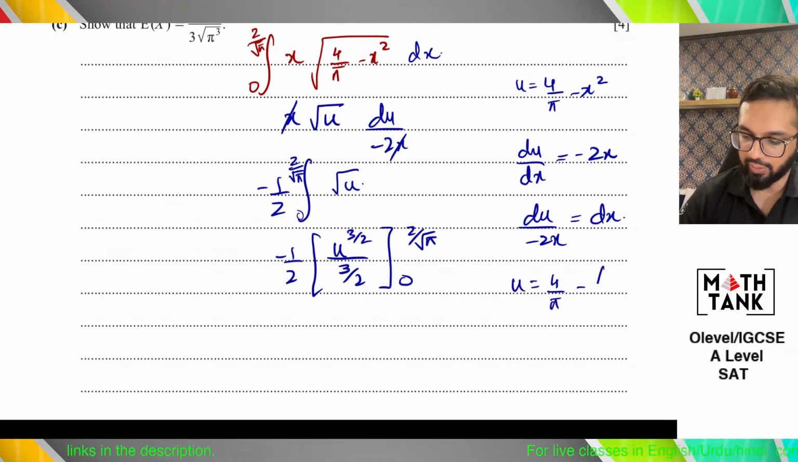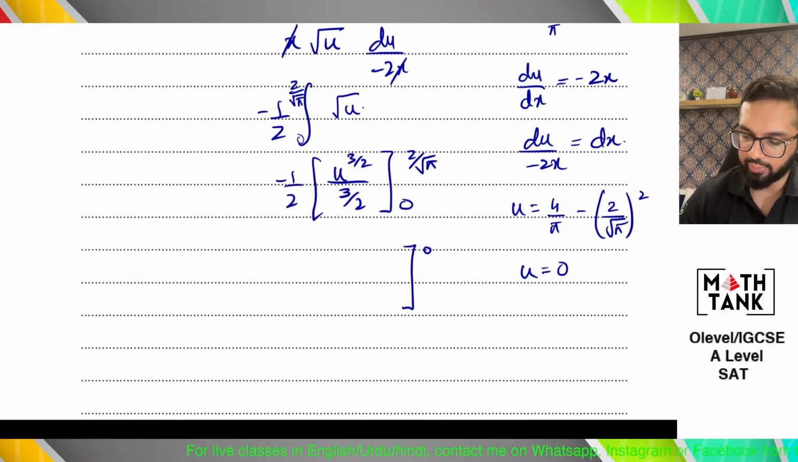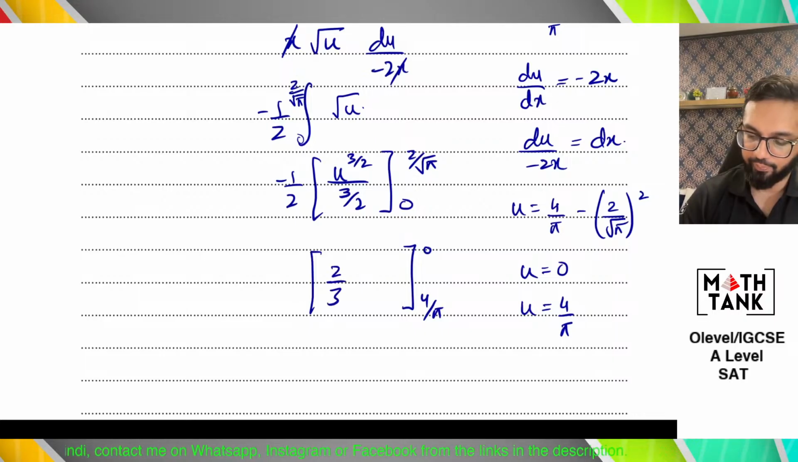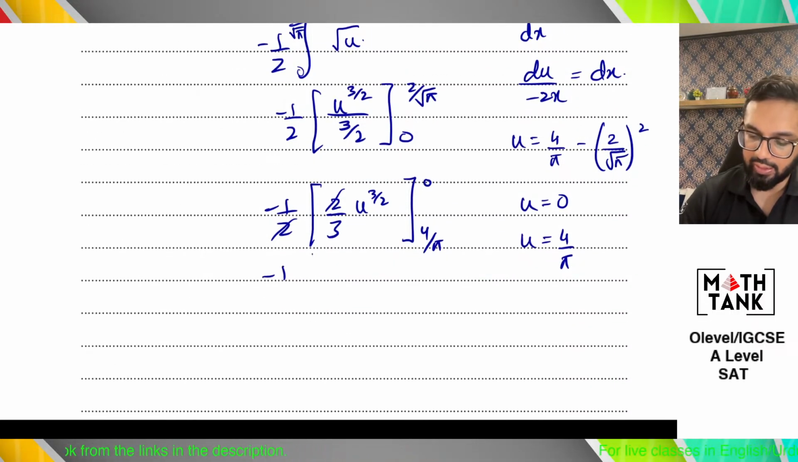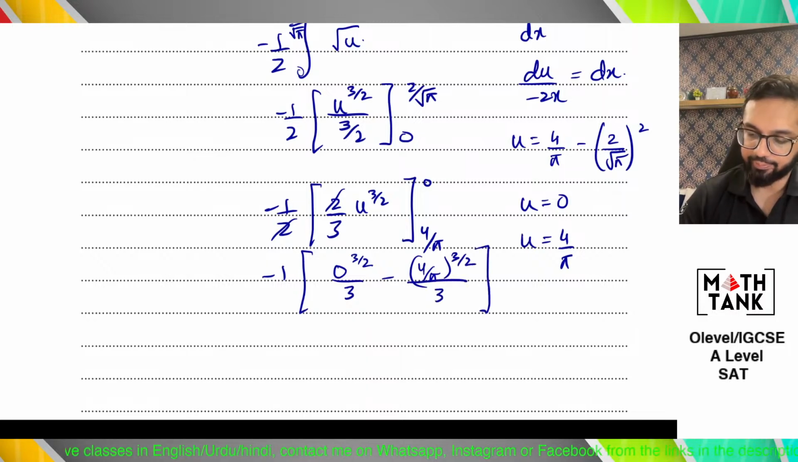First, we'll convert the limits to limits of u. The upper limit becomes 0, and the lower limit is going to become 4 over pi. So this becomes 2 over 3, u power 3 over 2, minus half outside. Let's get away with that. Minus 1, the upper limit is 0, and the lower limit is 4 over pi power 3 over 2 divided by 3.